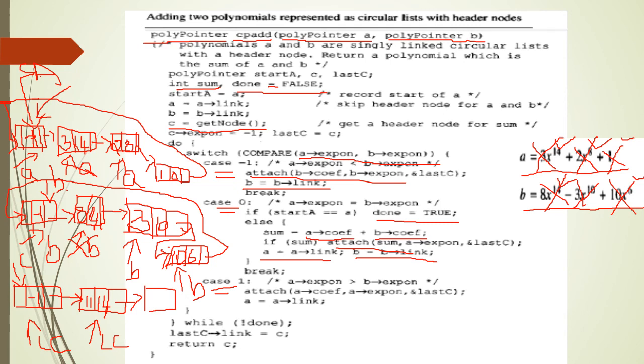Then it will come out of the while loop and execute the statement last c of link is equal to c. Last c means the last node of the resultant polynomial. Last c is always pointing to the last node of the resultant polynomial. To the last node, you store the address of c. What's in the variable c? The address of the header node of the resultant polynomial is available in the variable c, that is going to be stored to the link field of the last node, and then it will return the resultant polynomial. So this is how you can add two polynomials with a circular singly linked list which contains the header node.